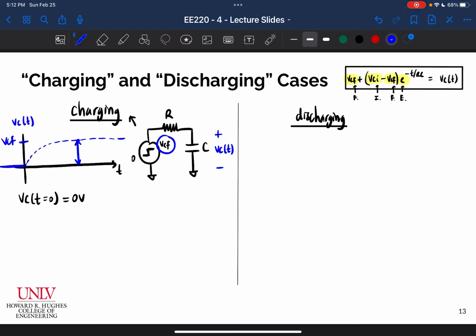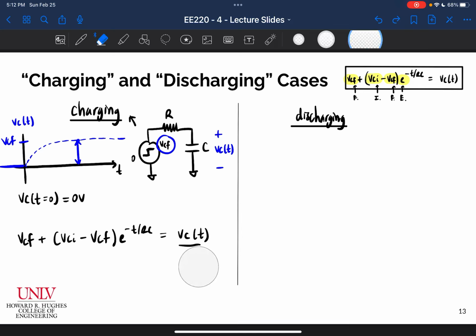And so what does this all have to do with the equation? Well, the equation is the general equation for such a circuit that tells us this exact behavior that we're looking for. Okay, so let's examine it. If I throw my equation here, I say VC final plus VC initial minus VC final times e to the negative t over RC is equal to VC of t. Okay, so this is the general form of VC of t, which is exactly what I said I was looking for, right? That's what I'm looking for.